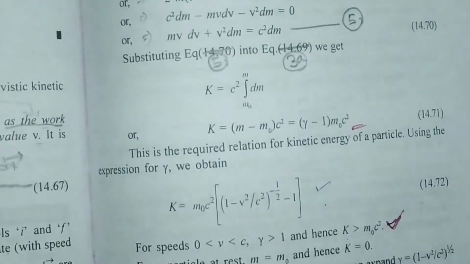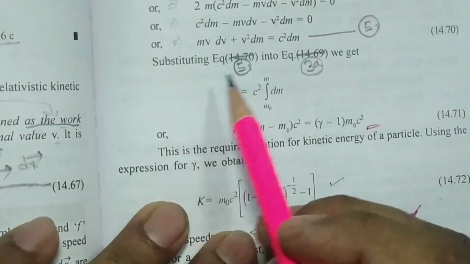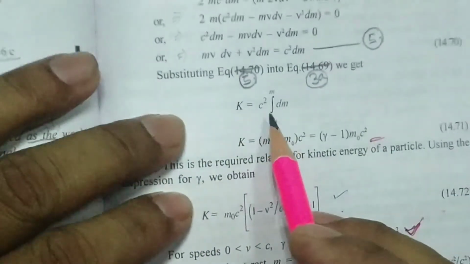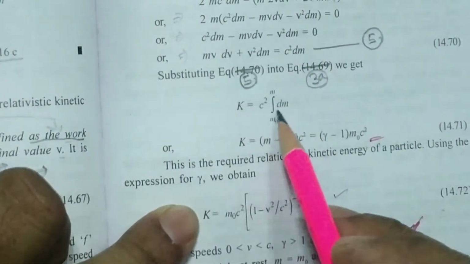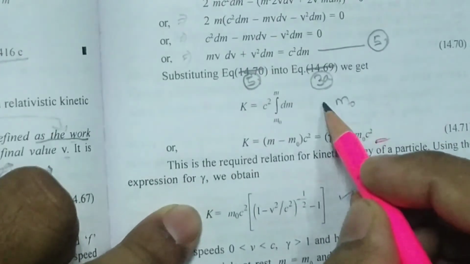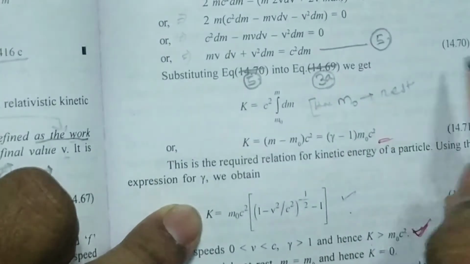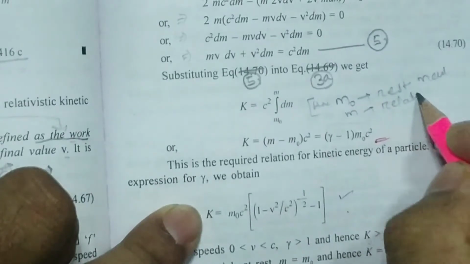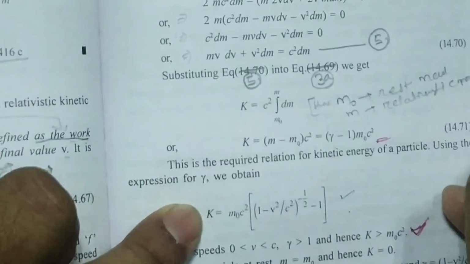So here the same thing has been written, that whenever we substitute equation number 5 in equation number 3a, we get k equal to c square integration from m0 to m dm. Here m0 is the rest mass, and m is the relativistic mass. These things you have to write in your note.